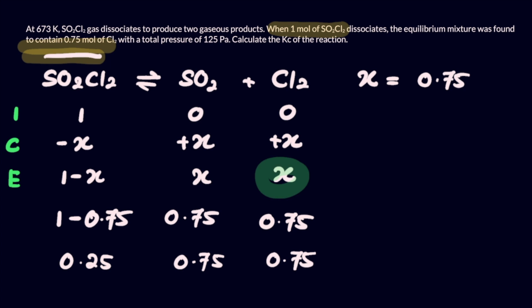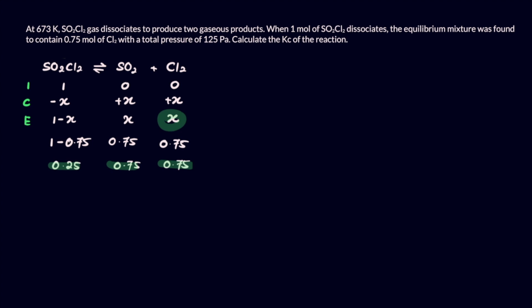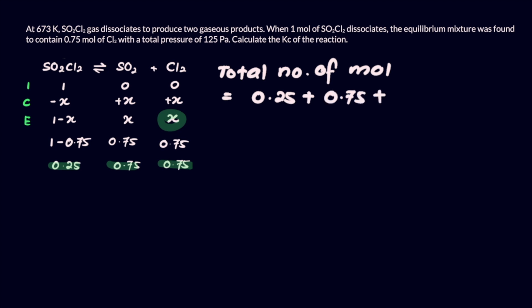So from this ICE diagram, what we can know is the total number of mole. Okay, now we are going to calculate the total number of mole. Total number of mole is equivalent to 0.25 plus 0.75 plus 0.75. Therefore, you will get the total number of mole is equivalent to 1.75 mole.